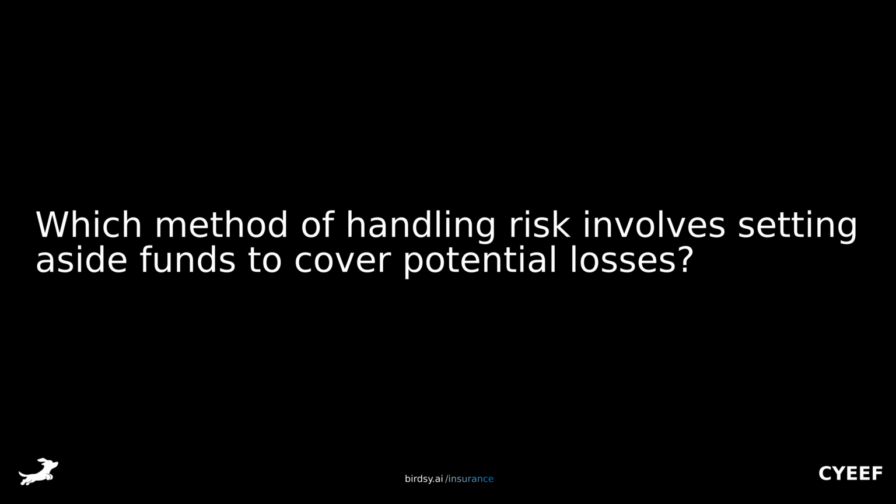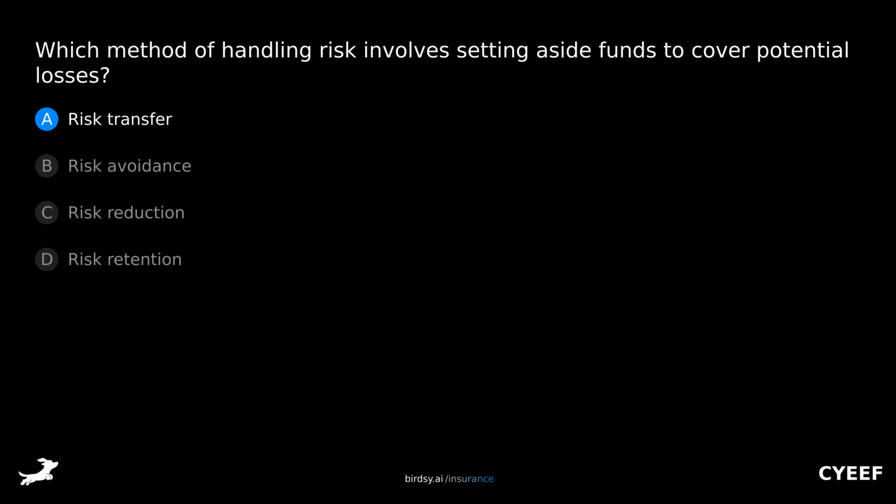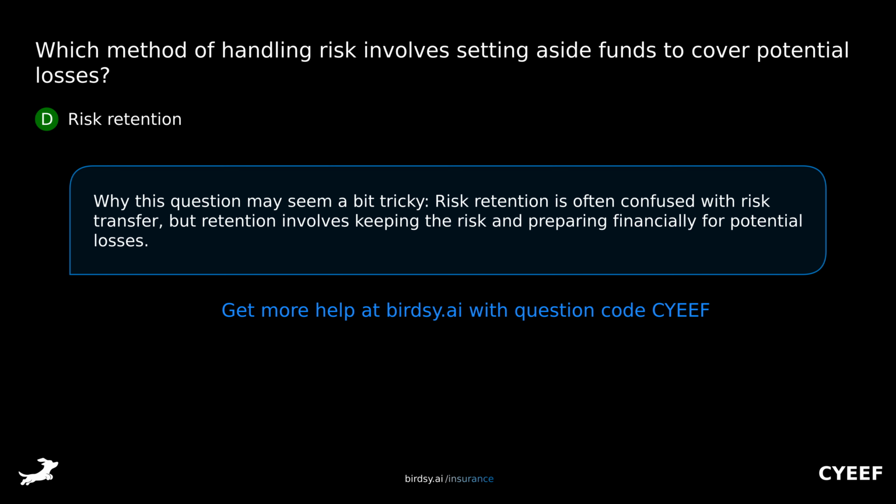Which method of handling risk involves setting aside funds to cover potential losses? Is it A, risk transfer, B, risk avoidance, C, risk reduction, or D, risk retention? The answer is D, risk retention. Why this question may seem a bit tricky. Risk retention is often confused with risk transfer, but retention involves keeping the risk and preparing financially for potential losses.